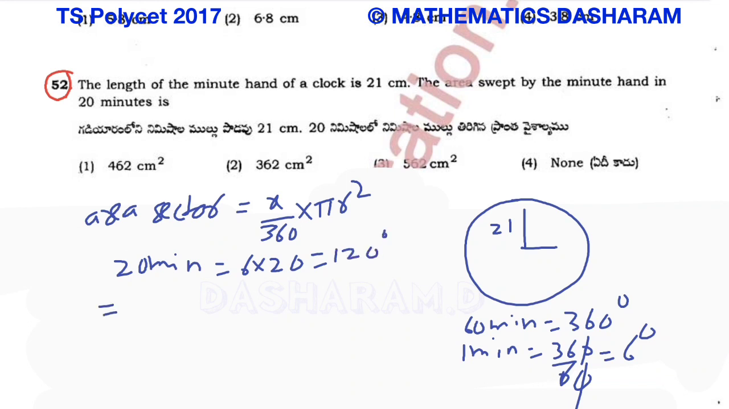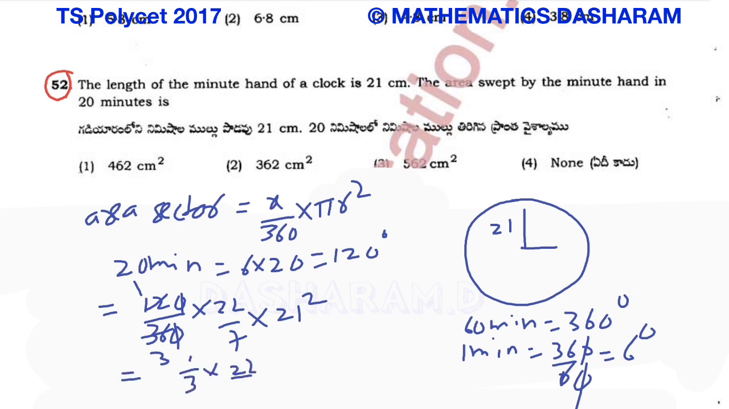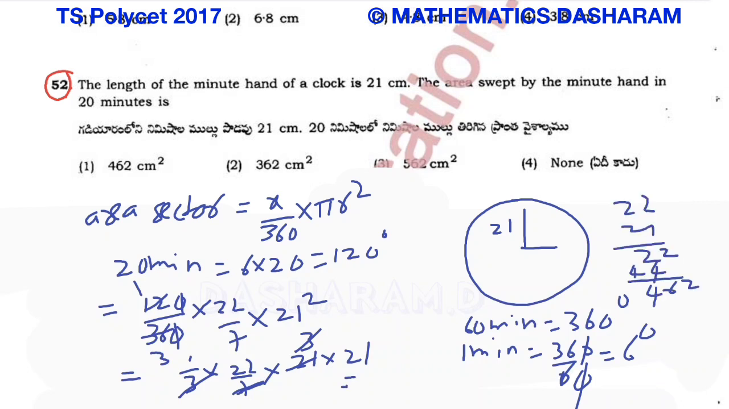So now let's find the area of the sector. So x value is 120 by 360 into pi value 22 by 7, and the radius means the length of the minute hand, that is 21. So 21 square. Here the zeros cancel, 12 ones are 12, 3 threes are 12. Then it is equal to 1 by 3 into 22 by 7 into 21 into 21. Here 7 threes are 21. Here 3 and 3 cancel. Finally 22 into 21, so it is 462 centimeter square. So option 1 is correct.